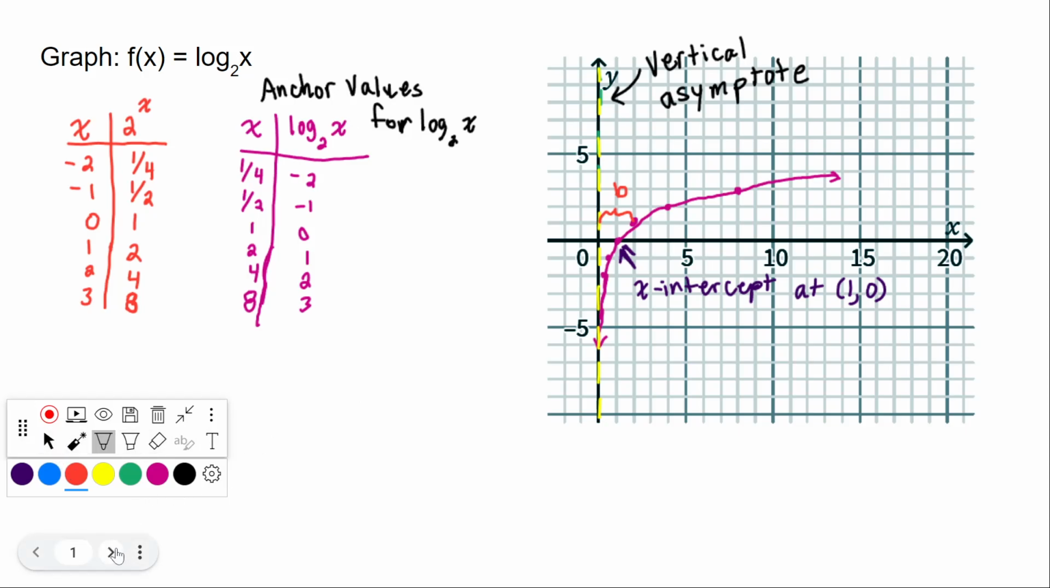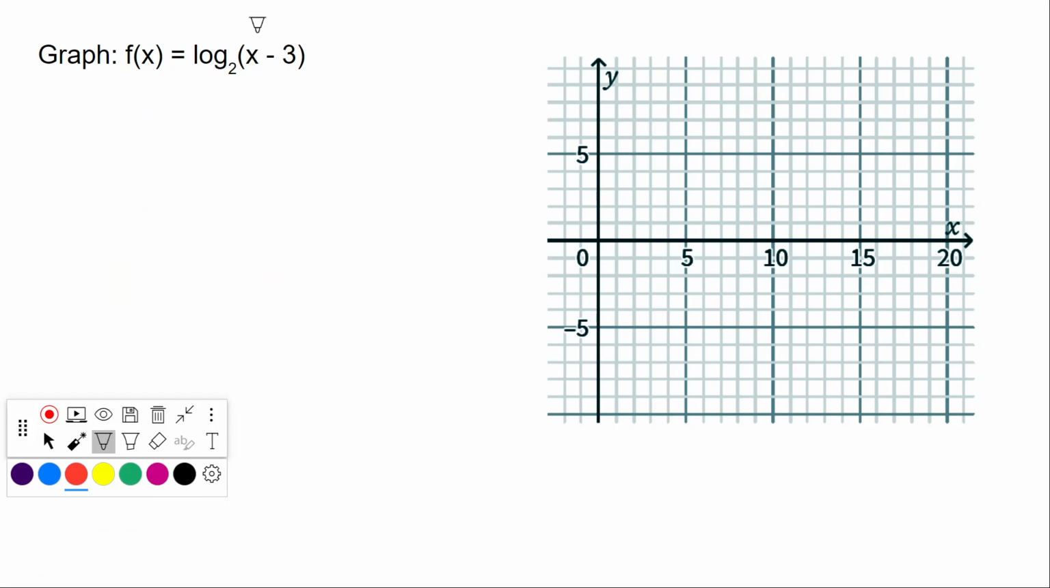So now let's take a look at another graph. We have log base 2 of x minus 3. If you remember from our graphing of quadratics and absolute value functions, this would indicate a shift to the right 3. And that is also true for logarithms. We're going to shift to the right 3 units. What that means is my vertical asymptote, instead of being the y-axis, is now going to be at x equals 3.